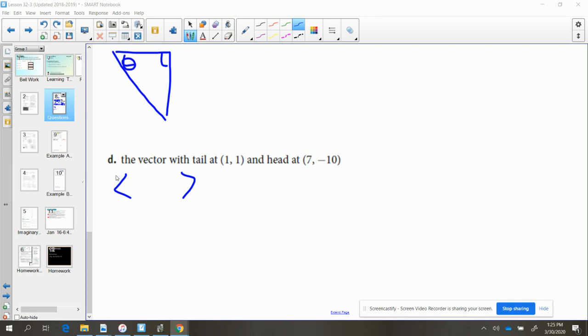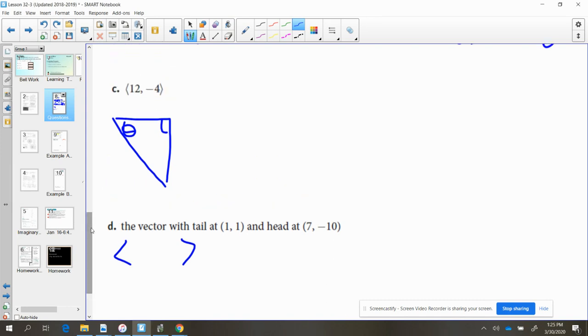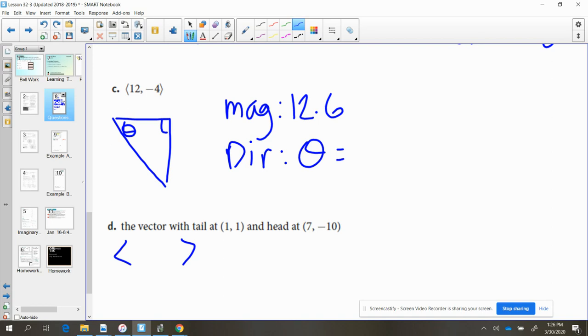All right, now to check yourself, what you should have gotten here is that your magnitude, if you did this correctly, is about 12.6. I'm going to use the square root of a squared plus b squared. And then our directional value, our theta here, you have two options. Your calculator is going to give you an output value of -18.4 degrees. That's okay, because that is officially quadrant 4. Or you could do 341.6 degrees if you add 360 to that. So just keep that in mind.